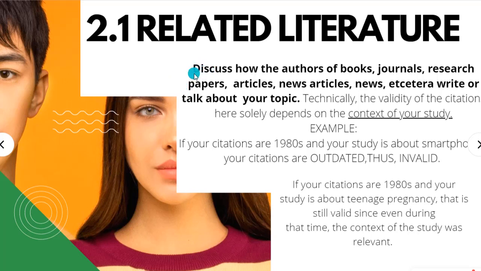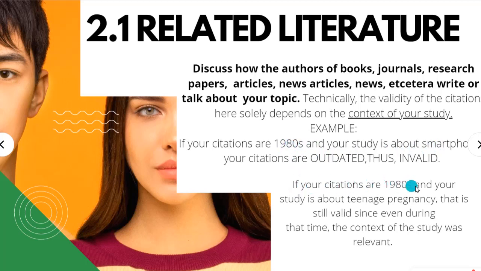Okay. So discuss how the authors of books, journals, research papers, articles, news, etc. write or talk about your topic. Technically, the validity of the citations here solely depends on the context of your study. For example, if your citations are from the 1980s and your study is about smartphones, your citations are outdated, thus it can be an invalid citation. Smartphones date to the 1990s, not the 1980s.